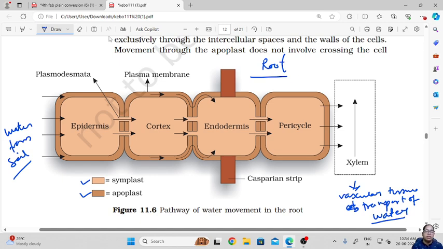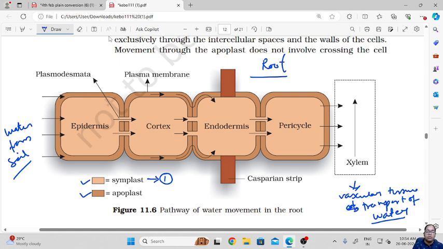Okay, so these two things we know. Now how does that mechanism occur? First let us see what is the symplastic pathway. So first is your symplastic pathway. So in the symplastic pathway what happens is the water is first absorbed by the root hair.